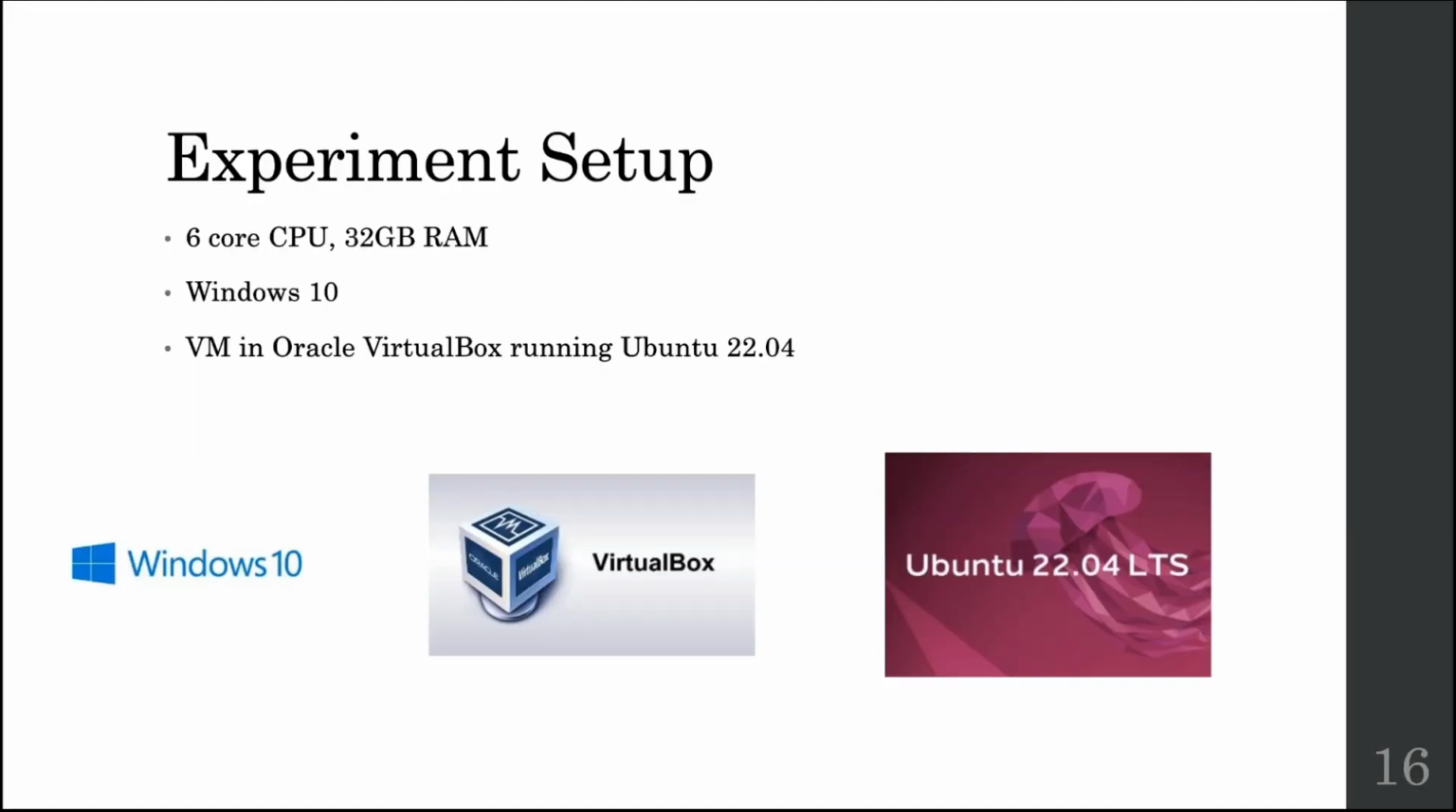To run our experiment, we compiled and ran the fuzzer on a Windows 10 computer with a 6-core AMD CPU with 32 gigabytes of RAM. For the Linux tests, we ran it on the same Windows computer in a virtual machine on Oracle VirtualBox. The VM was running Ubuntu 22.04 and was set up to use 6 cores and 16 gigabytes of RAM.